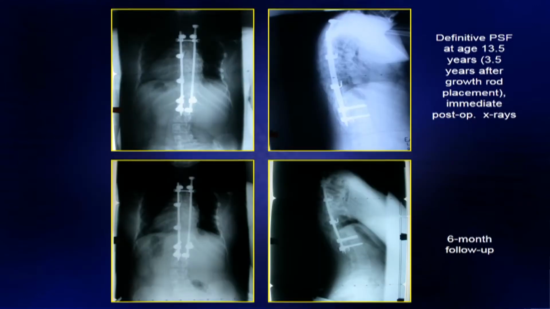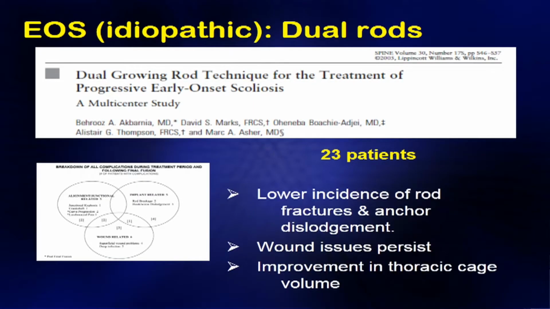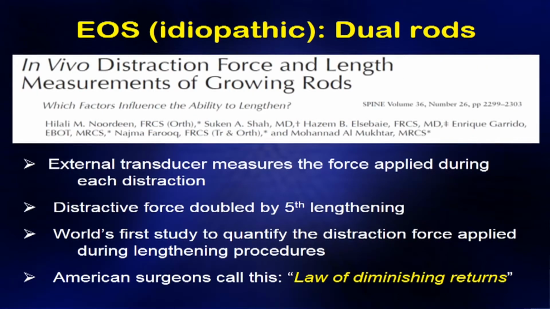Now, the dual rods, Berouz published a large series in 23 patients and found that there was a low incidence of rod fracture and dislodgement. However, the wound issues were greater than in the single rod, and there was, however, an improvement in thoracic cage volume. We looked at the amount of forces that was needed for distraction during each distraction, and we showed that the distractive forces doubled by the fifth lengthening, and we actually quantified the amount of forces and demonstrated in this study the law of diminishing returns.